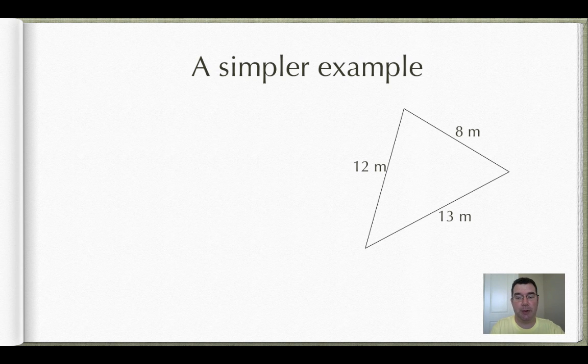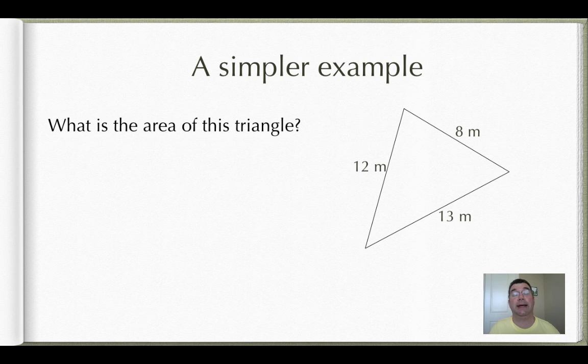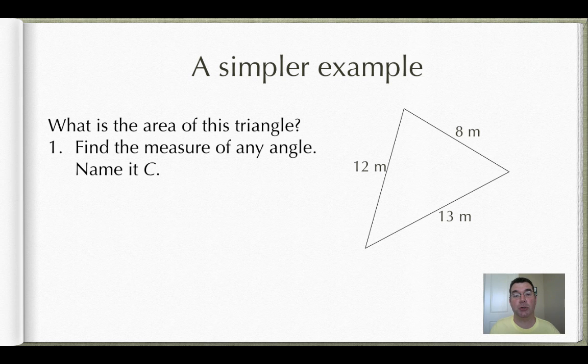Here's a simpler example that I'm going to go through with you. I want to know what the area of this triangle is. And all I know is that the sides are 12, 13, and 8. It's not a right triangle. I don't have the height, so I can't use the old formula. And I don't have any of the angles, so I can't use the new formula. So what I'm going to do is use the cosine rule to figure out one of the angles, and then I can use the new area formula.